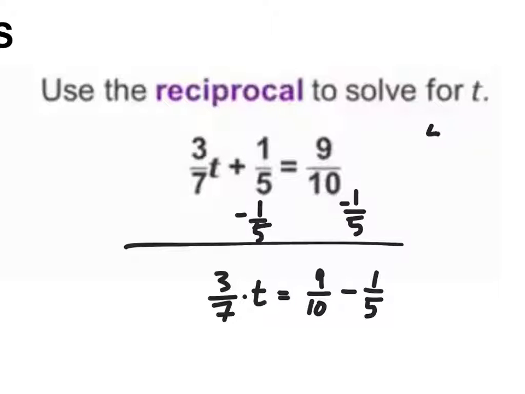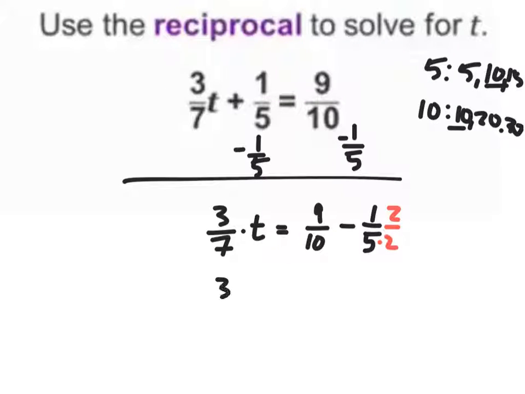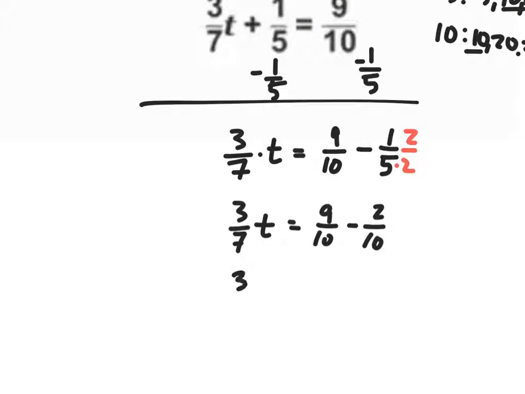Now, between 5 and 10, my multiples of 5 are going to be 5, 10, 15. Multiples of 10 are just going to be 10, 20, and 30, okay? 10 is my least common denominator, so I'm going to multiply 5 by 2 and 2, top and bottom. So here's what we're going to get: 3/7 t is equal to 9 over 10 minus 2 over 10. All right, so now I'm going to get 3/7 times t is equal to 7/10.